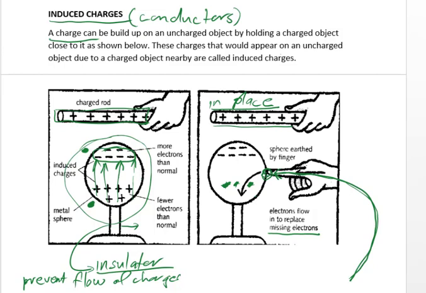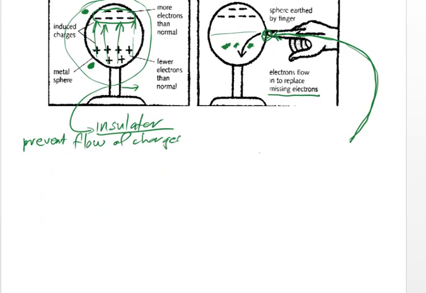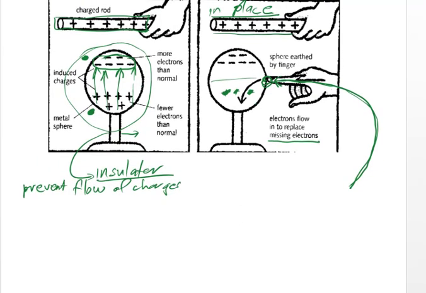So we'll end up having the lower part being neutralized, and after this, if the positively charged rod is removed, we will have something like this.